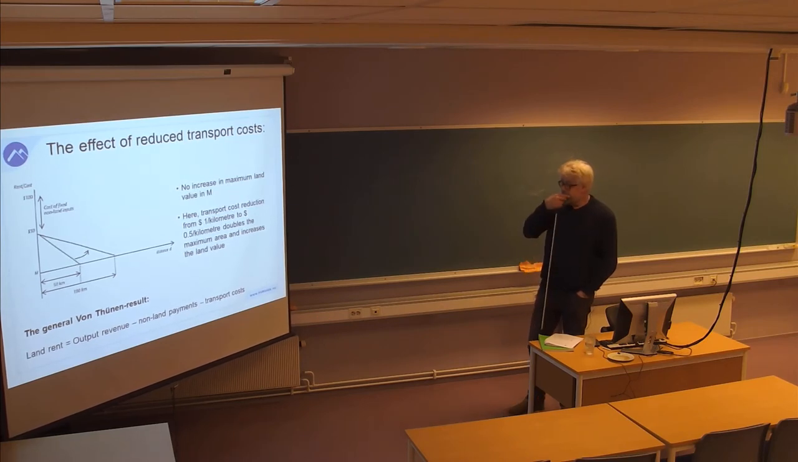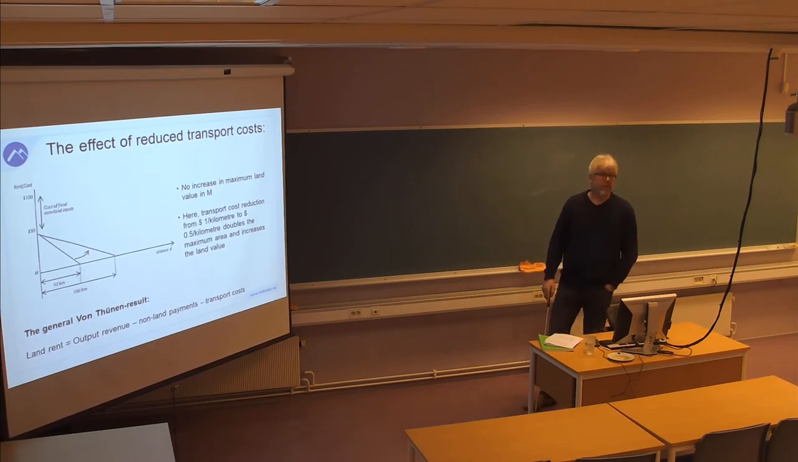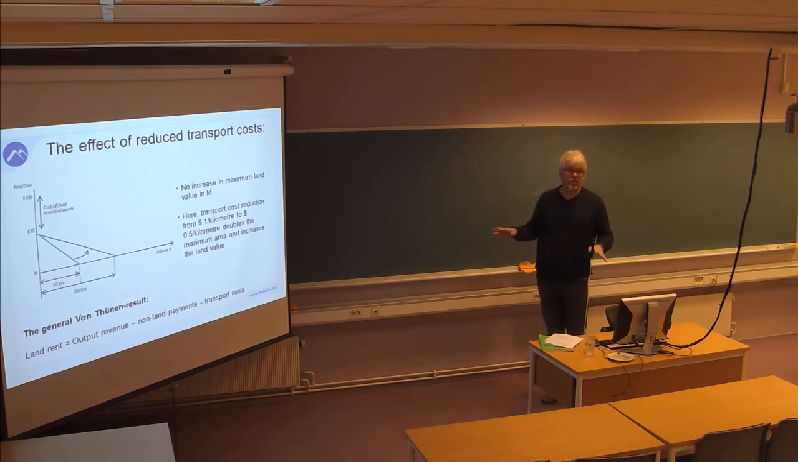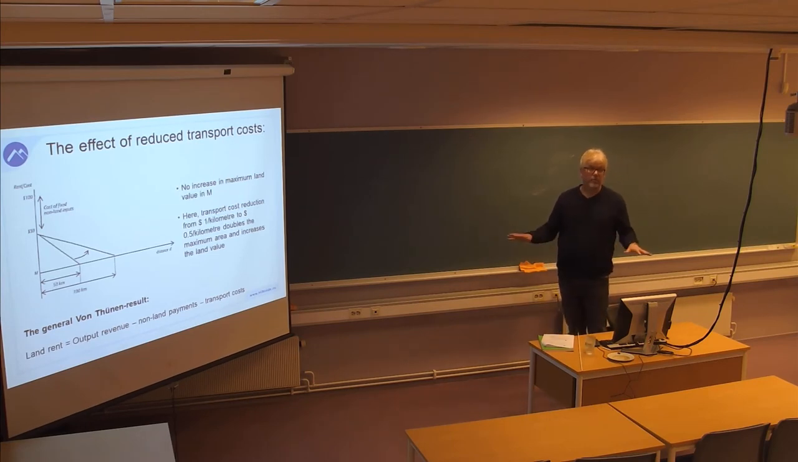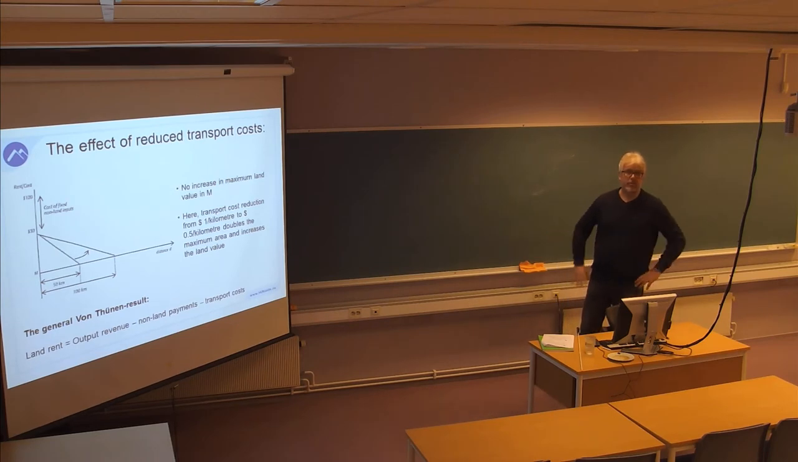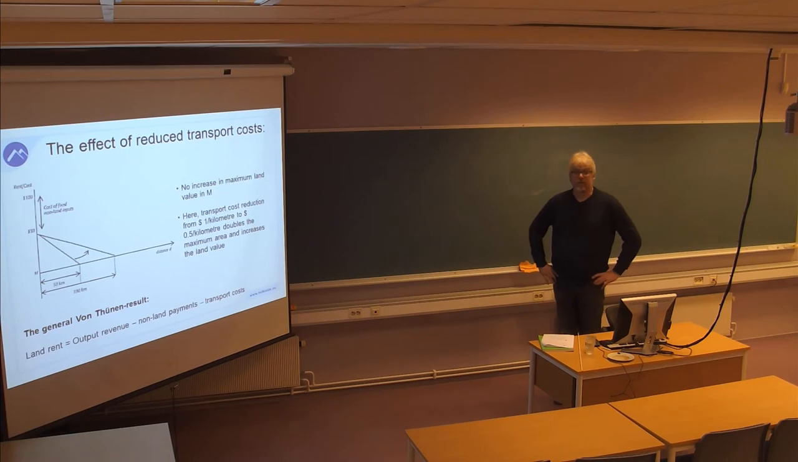So if you remember when I talked about American cities and car use, and the very sprawled, dispersed population in the bigger American cities, with some exceptions, it can be easily understood from this illustration, where lower transport costs mean that people can commute over a longer distance, and the structure becomes much more dispersed than if we have high transport costs.